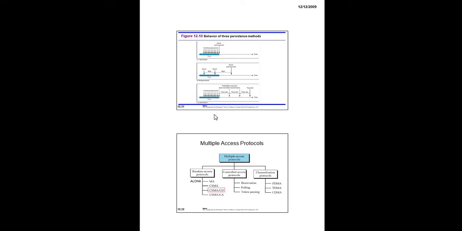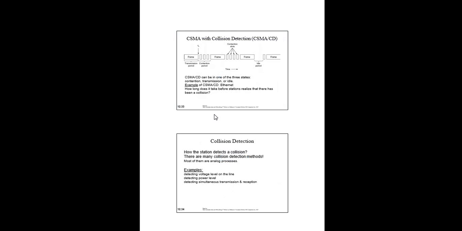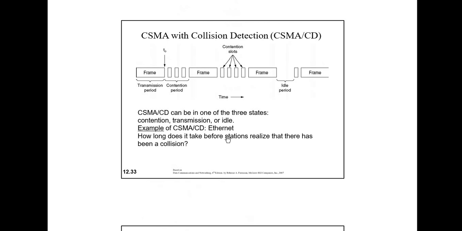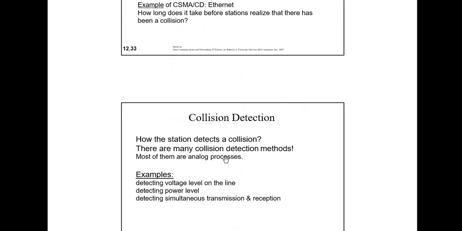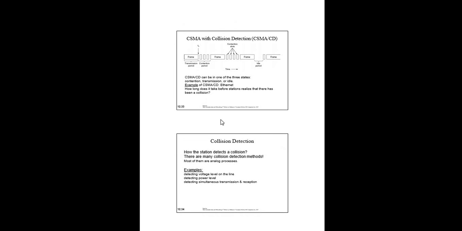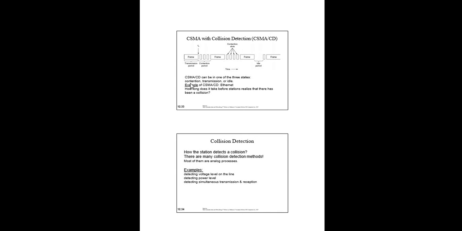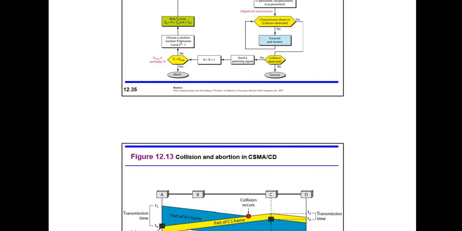So to overcome the drawbacks of CSMA, we go for CSMA/CD, carrier sense multiple access with collision detection. So here the station, instead of continuously transmitting the data, there are 3 periods: collision slot where collision may occur, idle period where nothing happens, and contention period, the waiting period, and transmission period, the data being transmitted.